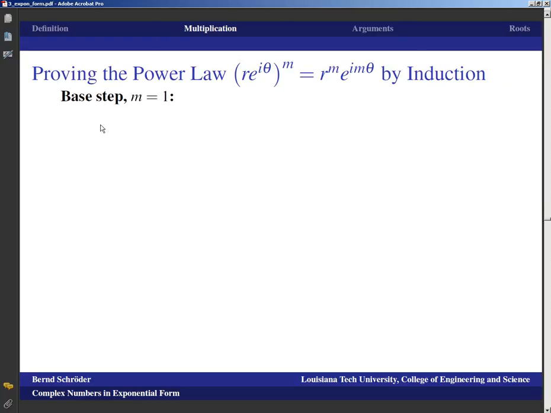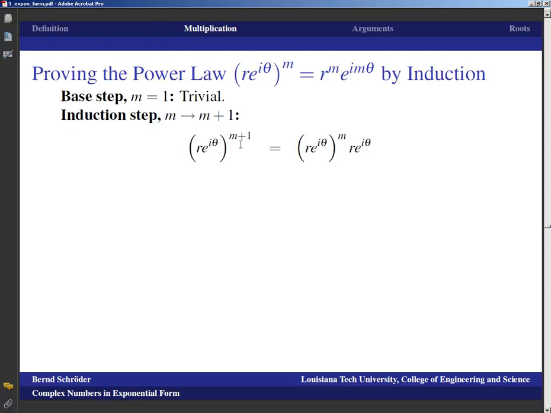So induction always has a base step where you just prove the law for m equals 1, and that's of course quite trivial. You stick in 1s and everything's fine. The induction step is that you assume the law works for m, and you prove it for m plus 1. So we write out (r e^{iθ})^{m+1}, and of course what do you do with a power to the m plus 1? You split off the plus 1 part, and you get (r e^{iθ})^m times r e^{iθ}, just like we also did a couple of panels ago.